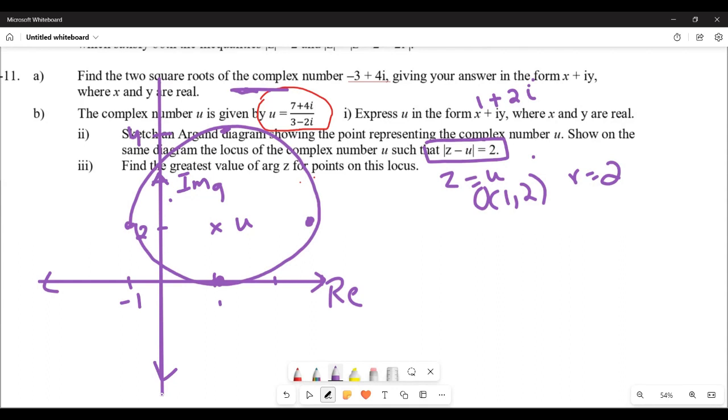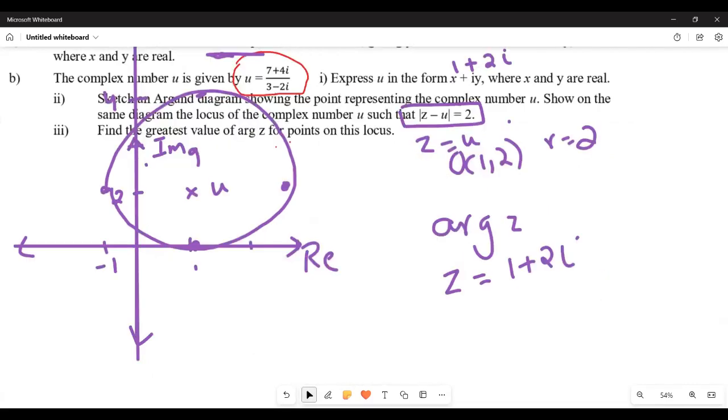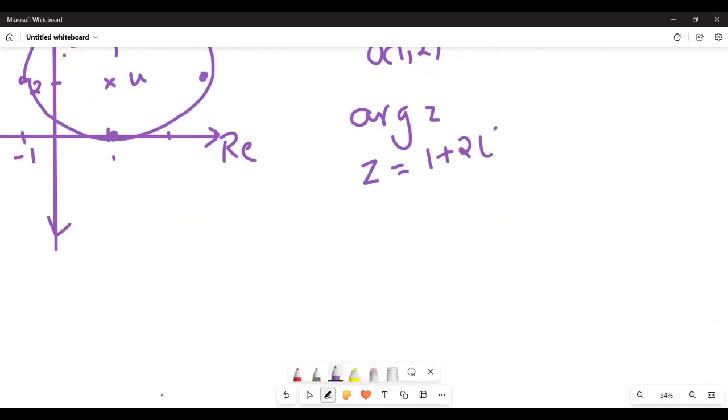It says find the greatest value of argument of z for the points of this locus. What is argument of z? Does anyone remember? We almost daily study modulus and argument. What is modulus? If let's say z is 1 plus 2 iota, what is meant by modulus of z and argument of z?